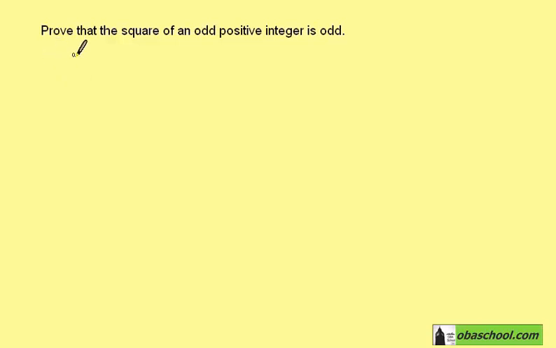We want to prove that the square of an odd positive integer is an odd number. Let's try some examples. 1 squared we know is 1, and 1 is odd. 3 squared is 9, which is an odd number. 5 squared is 25, and this is also odd.